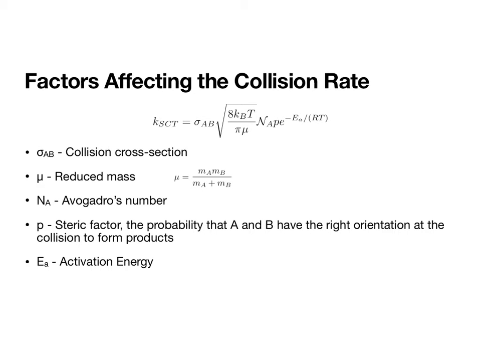Now, when we think about this complex portion, sigma AB is our collision cross-section. This is really talking about how big A and B are, so that they are able to collide. Mu is what's known as the reduced mass, and it is given by this formula. It's basically a ratio of the masses involved.